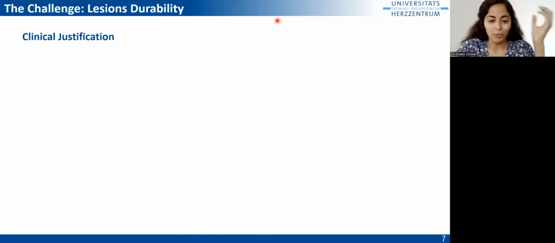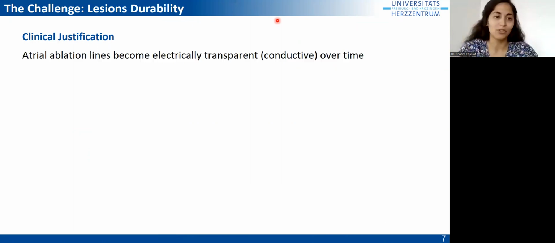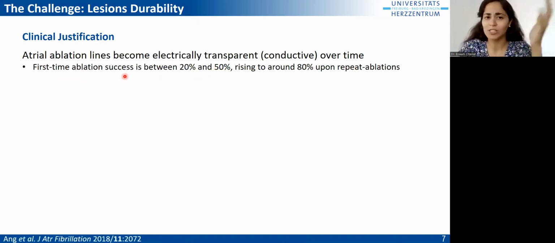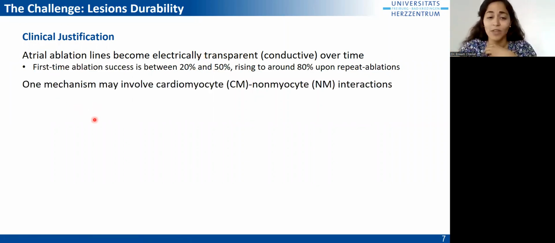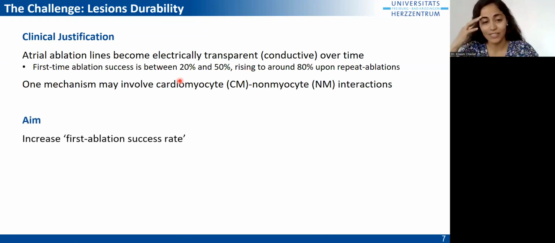Now, so what? What's the problem? You have these patients with atrial fibrillation, and they undergo ablation therapy. The problem is that these atrial ablation lines that are put in place become electrically transparent over time. The first-time ablation success rate is anywhere from 20 to 50%, and can rise to, but rarely exceeds, an 80% success rate upon repeat ablations. We hope to be able to do better. Why do these lesions become transparent? Why aren't they durable? One mechanism that we think is that there might be an involvement of cardiomyocyte, non-myocyte interactions at play that need to be investigated.